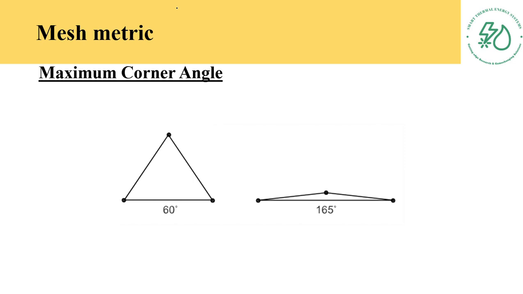Maximum angle between adjacent edges of an element: for a triangle, the best maximum angle is 60 degrees. This angle, I mean. But in this picture it's equal to that number. So maximum corner angle demonstrates the maximum angle between adjacent edges, as you can see.